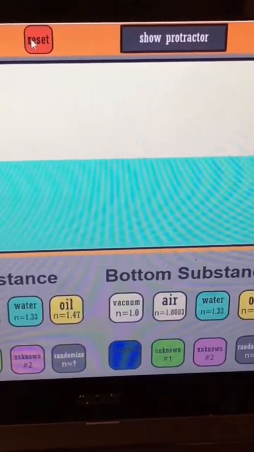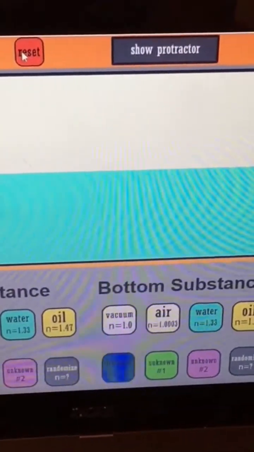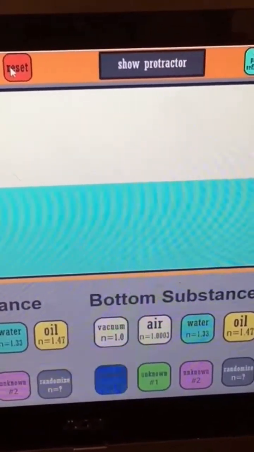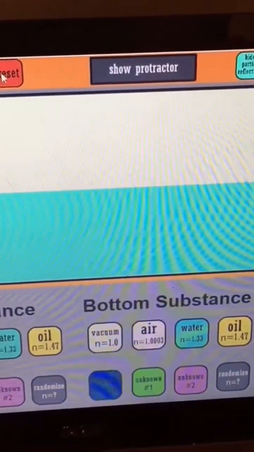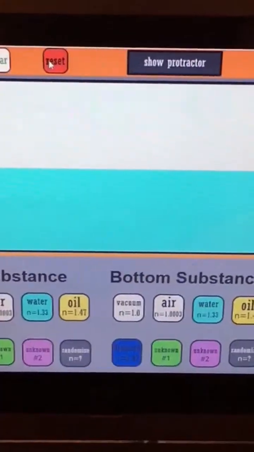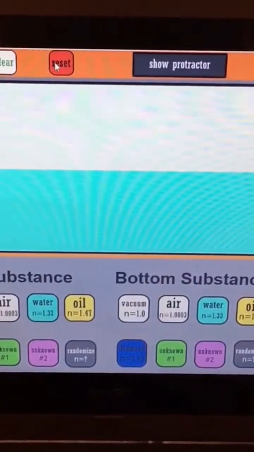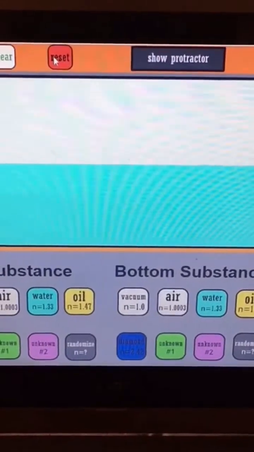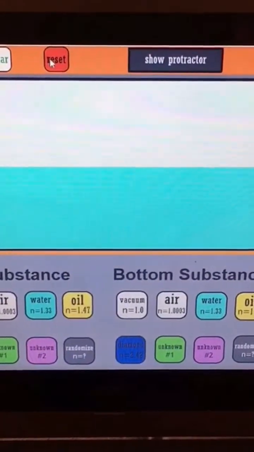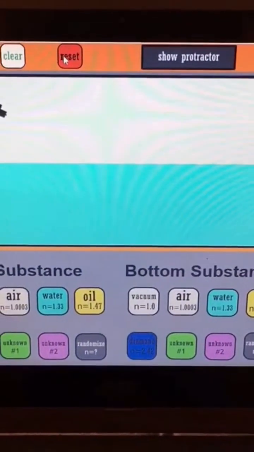I am in Intro to Physics, and let's start learning. When we look at this lab, we will learn about reflection and refraction of light. We will start with part 1, which is air to water.